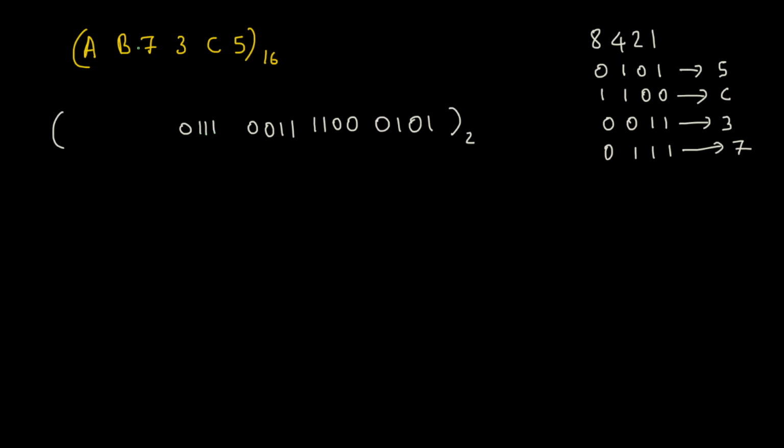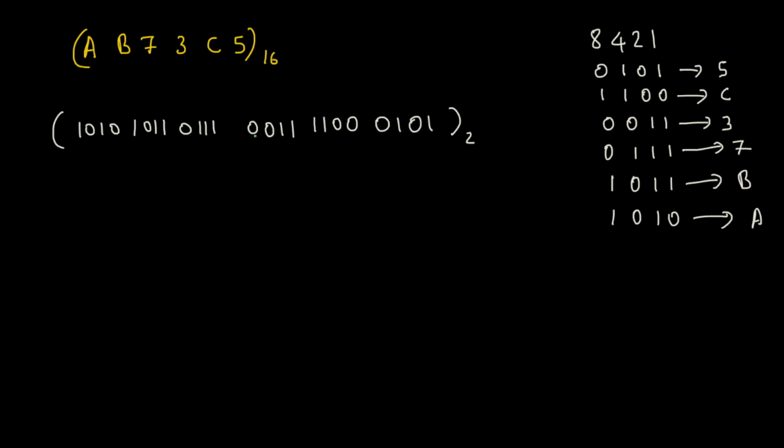And then for B: A is 10, B is 11. For 11 we need an 8, a 2 and a 1. We don't need the 4, so for that one we put a 0. So 1011 is equivalent to B, and we put that number over here. And then A is 10. For 10 we need an 8 and a 2. So this is 1010, which is equivalent to A. I put that number over here, and this is the final answer. This is how we convert a hexadecimal to binary easily.